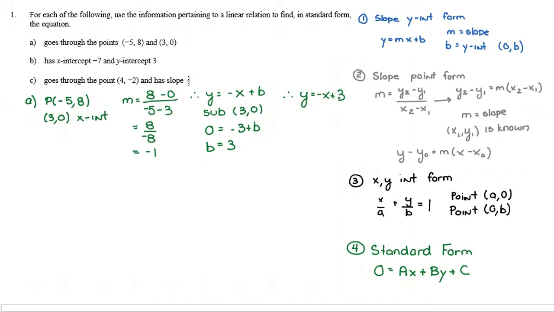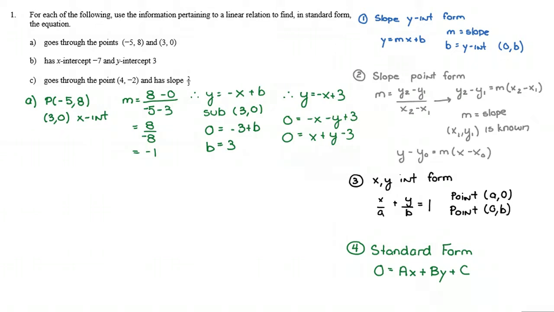But of course, I've asked for this solution to be in standard form, so we have to move everything to one side. And so what we're going to do is I'm going to subtract y from both sides. So I end up with 0 is equal to negative x minus y plus 3. Now some people might have added x and subtracted 3 to both sides, and they would have ended up with this, x plus y minus 3. Both of these versions are correct.